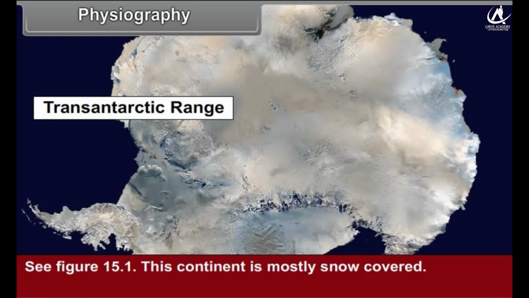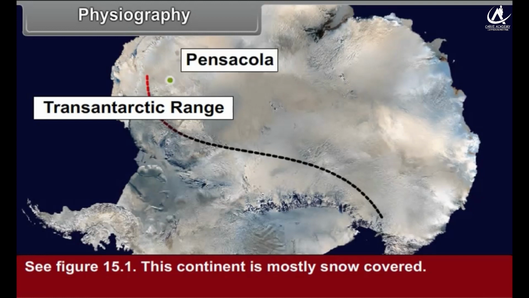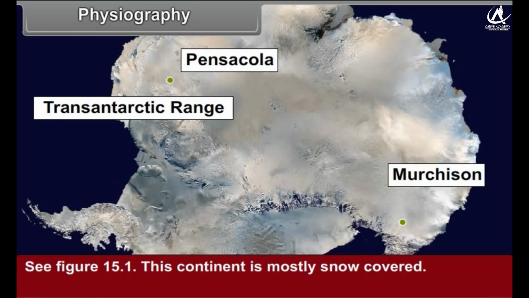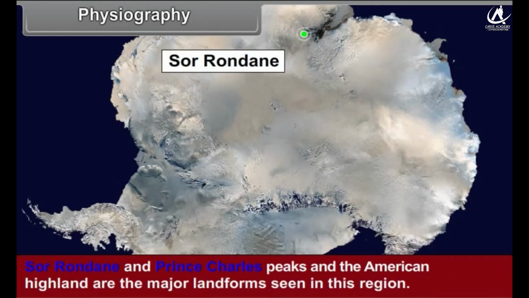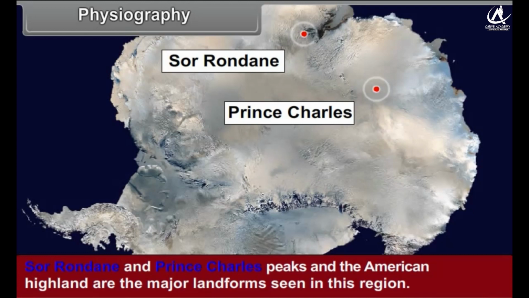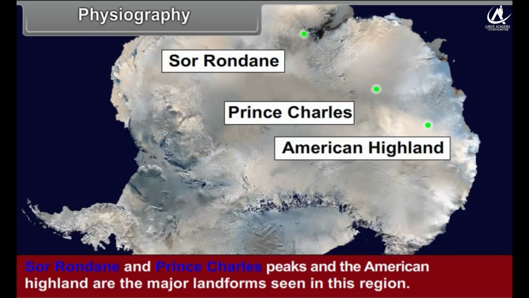The Trans-Antarctic Range extends from Pensacola near the South Pole till Mountain Murchison. The eastern part of the continent also has a mountain range. Sir Rondane and Prince Charles Peaks and the American Highland are the major landforms seen in this region.